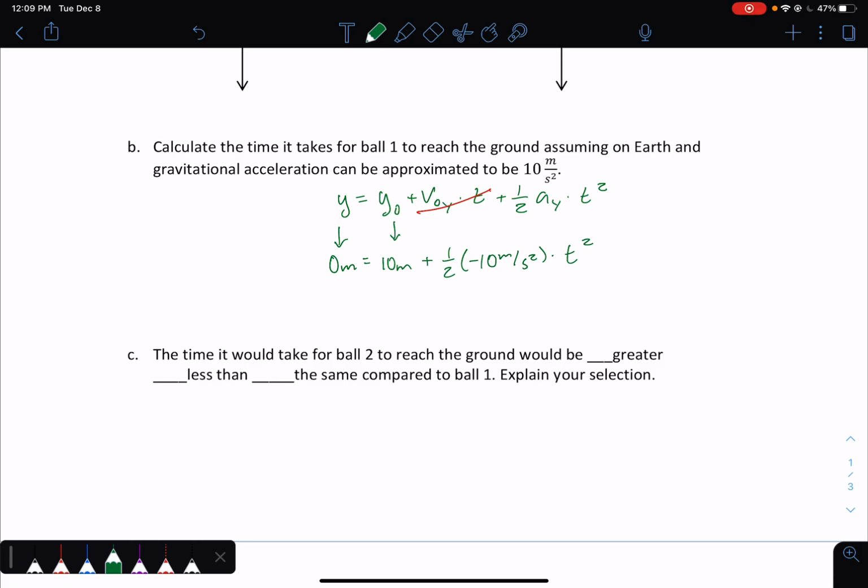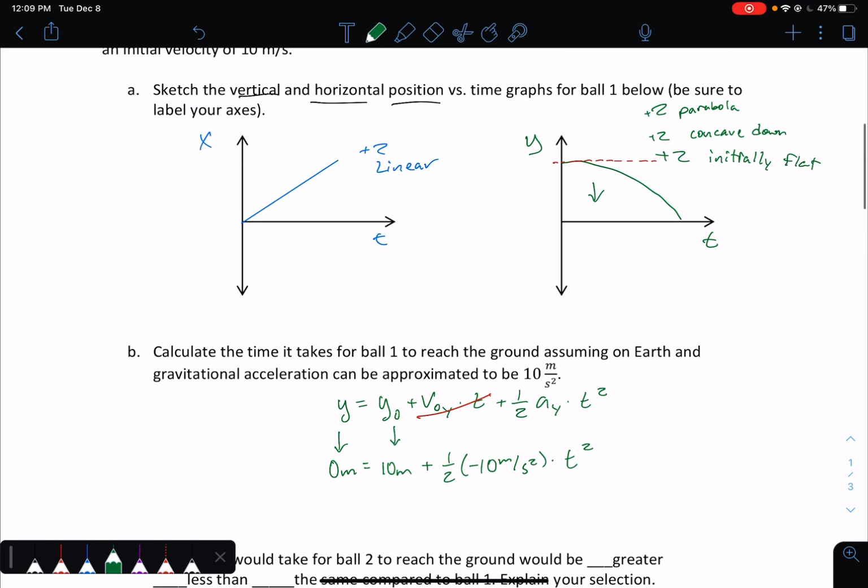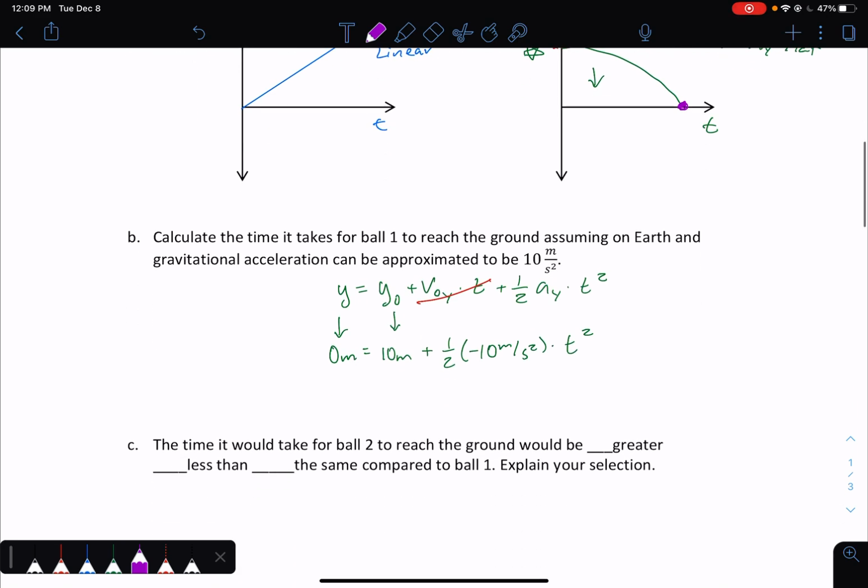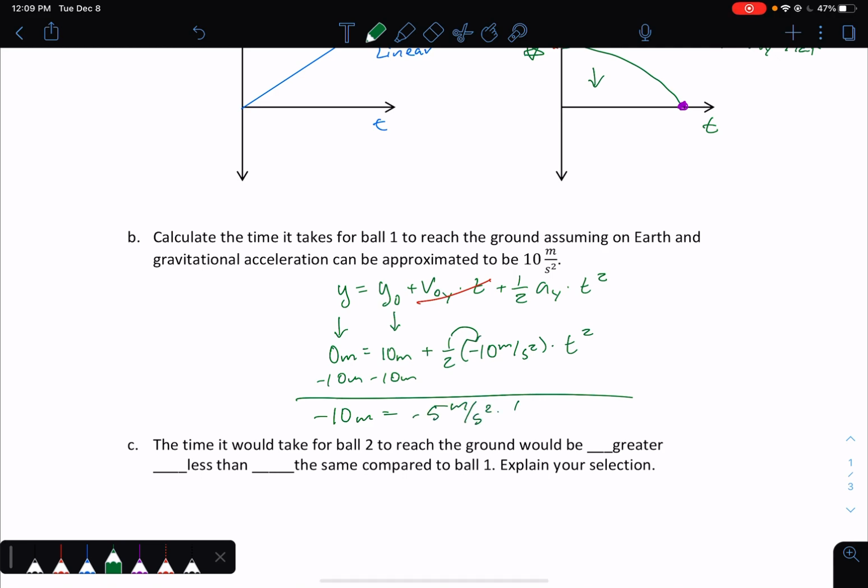And then from here, you could have plotted this graph and solved for that time right there when it actually hits the ground. Or you can solve this algebraically. So subtract 10 from both sides. Half of -10 is -5 meters per second squared times t squared. Divide both sides by -5. And your last step is to square root both sides. So you get t is the square root of 2 seconds.